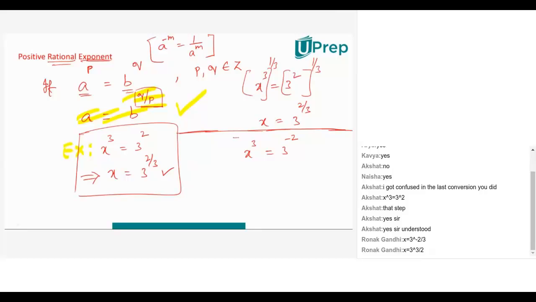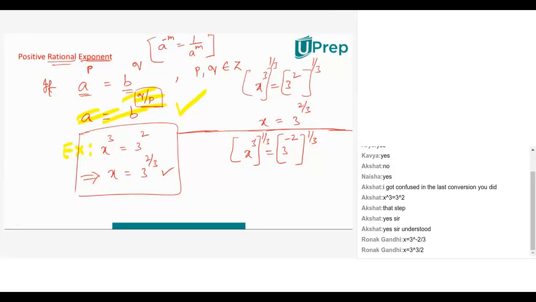If x cube is equal to 3 power minus 2. So here this is an if, that means it's given to you. If x power 3 is equal to 3 power minus 2, how do you get the value of x? So I'm saying once again, I'll raise this to the power of 1 by 3. So it doesn't matter now. Now x to the power of 3 whole to the power of 1 by 3.